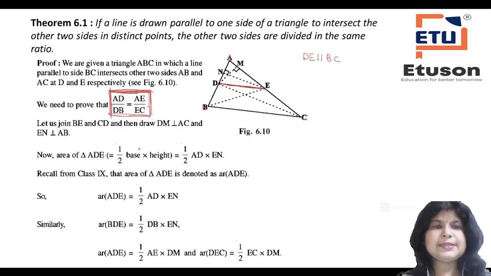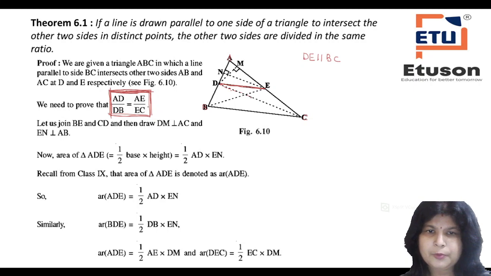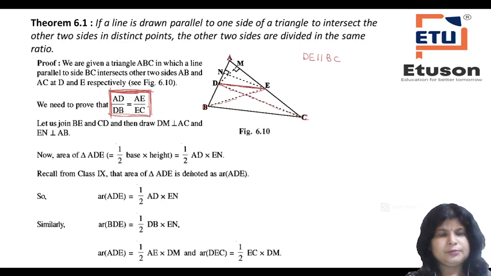Now let us join BE and CD. So what we have done? We have joined points, I am just highlighting to make you understand. So we have joined C to D. So this is how it has been joined. And here B to E, right?